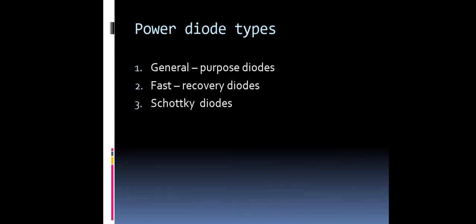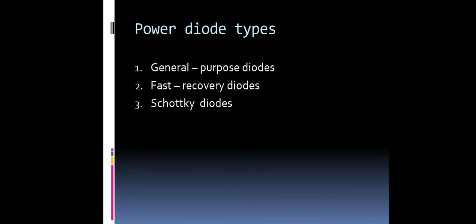There are three types of power diodes. First is the standard or general purpose diodes. Second is the fast recovery diodes, and third is the Schottky diodes. Then we will discuss them in detail, one by one, starting with general purpose diodes.